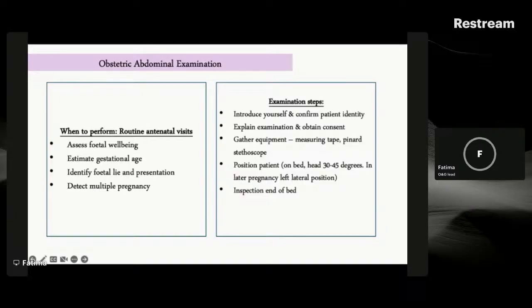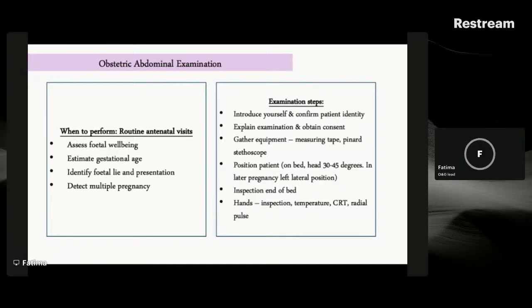You're inspecting from the end of the bed. You're looking for any pain, obvious scars like C-section scars, any pallor, which suggests anemia, any jaundice, which suggests obstetric cholestasis, and any edema of the arms, legs, and the face, which suggests preeclampsia. You're looking at the hands more closely. You're doing inspection of the hands. So you're looking at their color, okay?